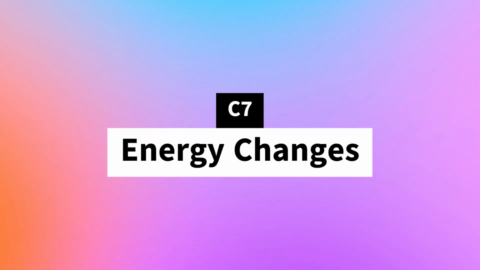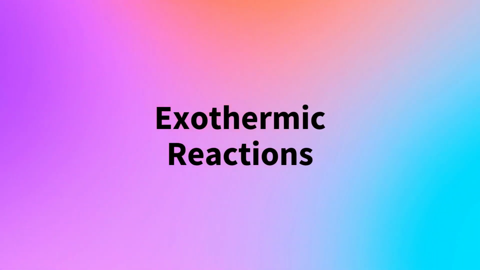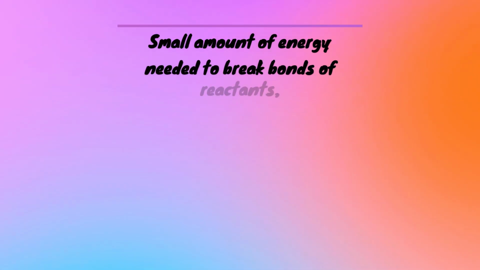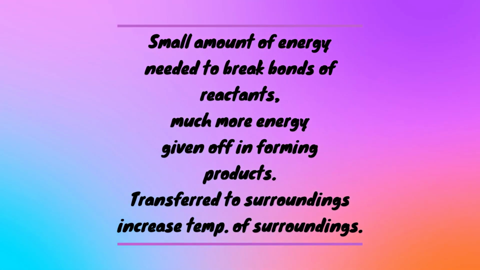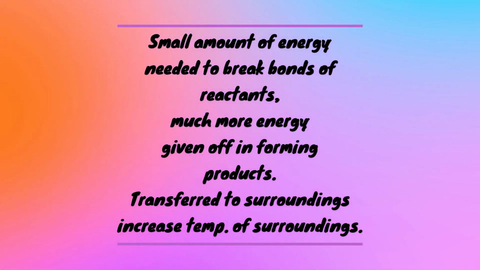So the key thing for C7 is understanding the difference between two types of reactions, and that is endothermic and what we call exothermic. So we're going to start with exothermic. Exothermic reactions imply the idea that only a small amount of energy is needed to break the bonds between the reactants, and much more energy is given off when forming the new bonds of products. And it's this excess energy which is transferred to the surroundings as thermal energy, increasing the temperature of those surroundings. So if we are dealing with an increase in temperature, that is an exothermic reaction.